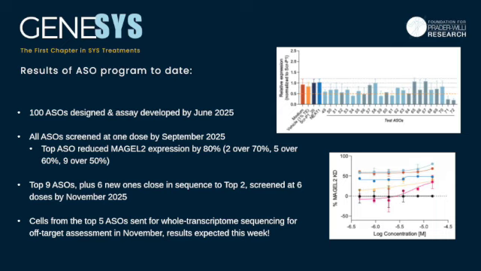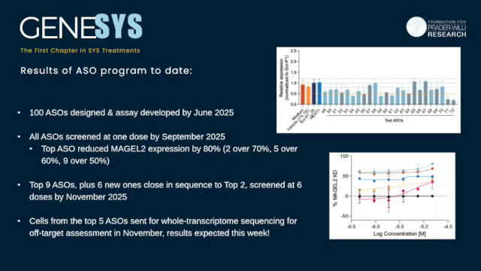So I put a few numbers in that bullet there. The best ASO that we had reduced the expression level by 80%. We had 2 that were more than 70%, 5 that were over 60%, and 9 over 50%. And if the reduction is less than 50%, then there's not much point in further work with those specific sequences, although you can optimize them, look at places in the gene close to that.